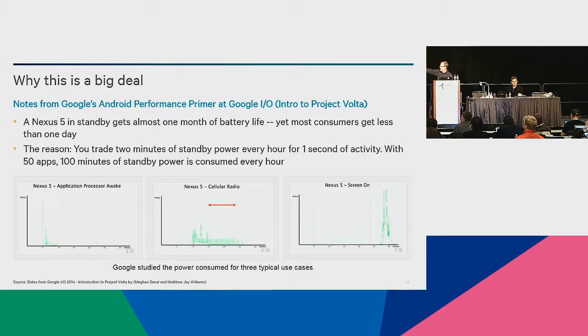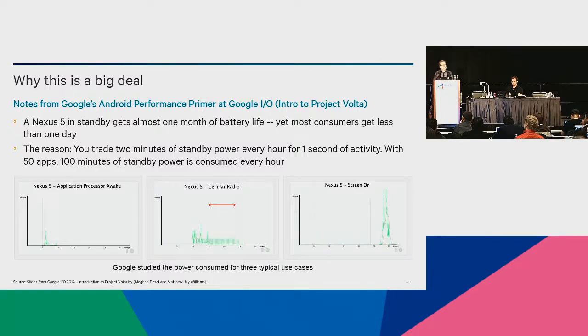And then you can see, even though the screen turning on is relatively short, it's a very large power spike. They found that kind of profiling with these 3 use cases, even though a Nexus 5 in standby would work for a month in standby, of course in real usage, it's hard to get through an 8-hour day. And the reason is, every app, for every 1 second of activity, consumes 2 minutes of standby power.